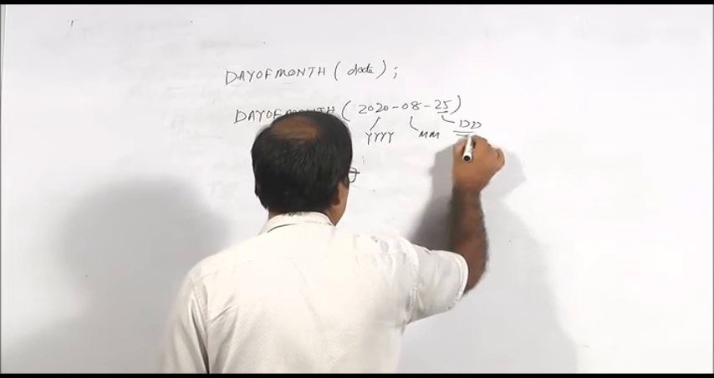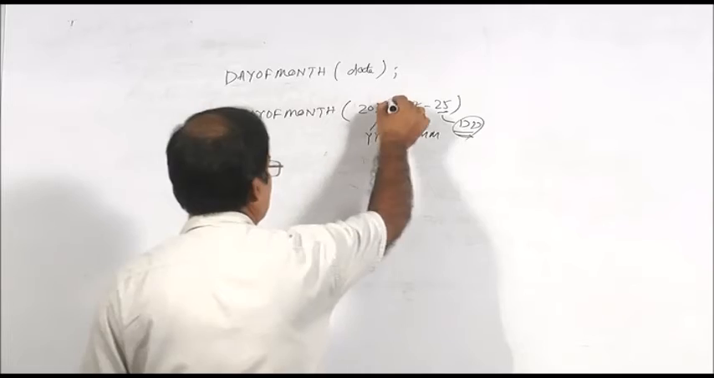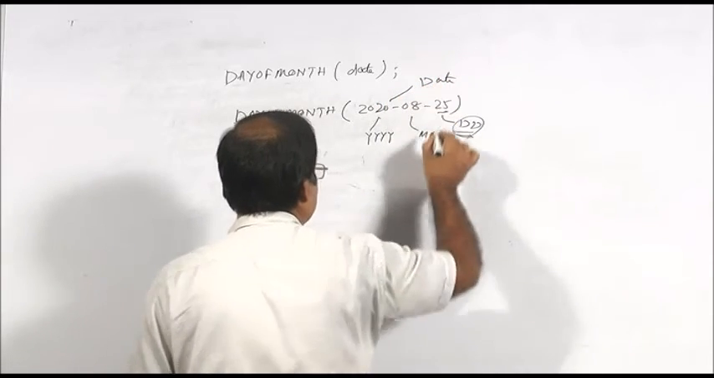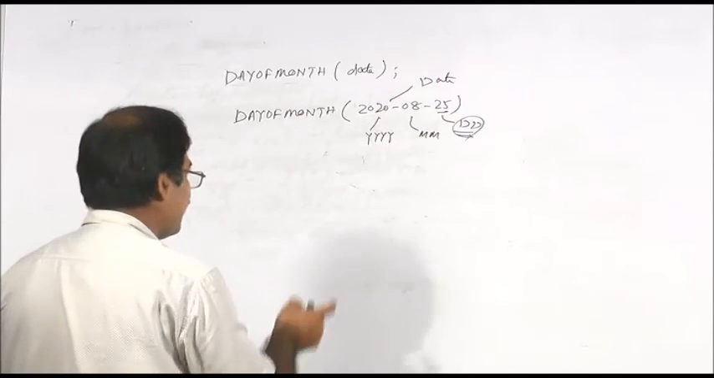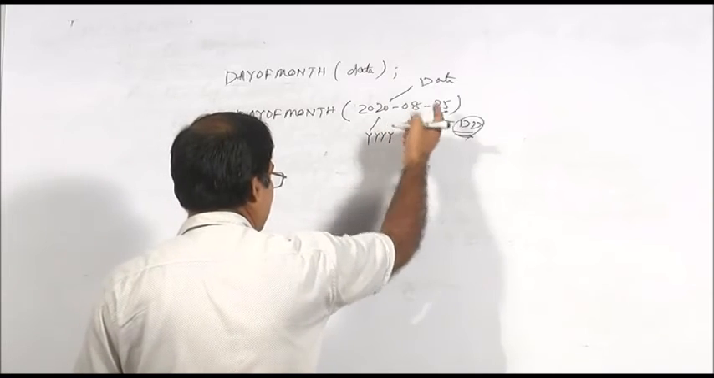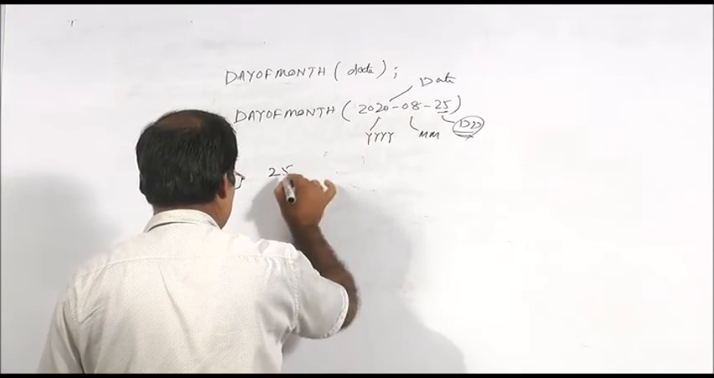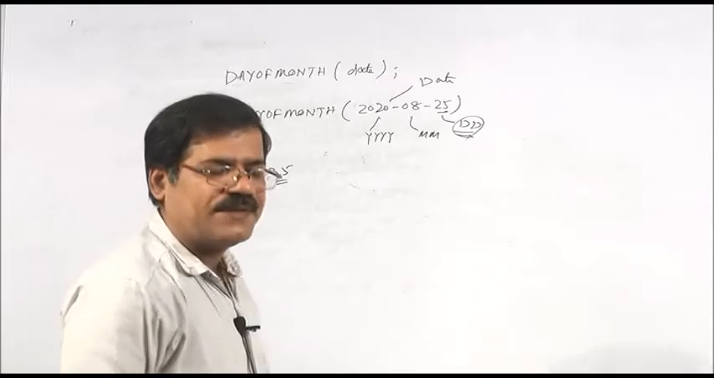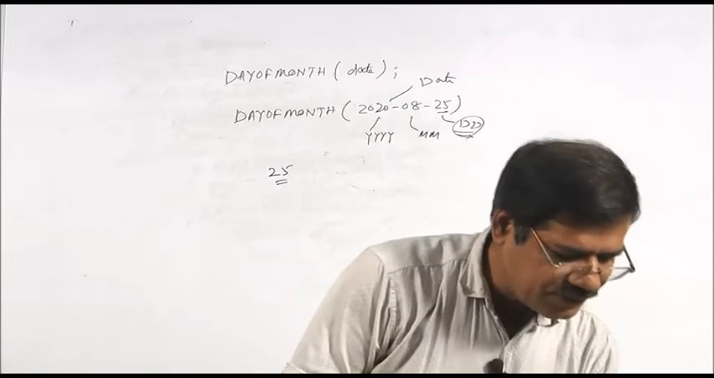So the day part will be taken from what? From the date. So this is totally a date, the current date, and we take the day part. What is the day? Day is 25. So your output will be 25. So 25 will be your result.